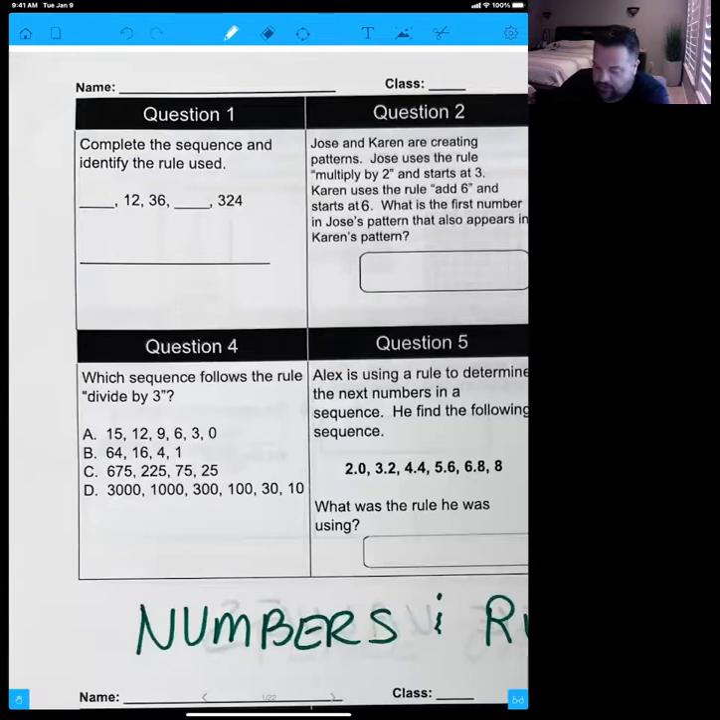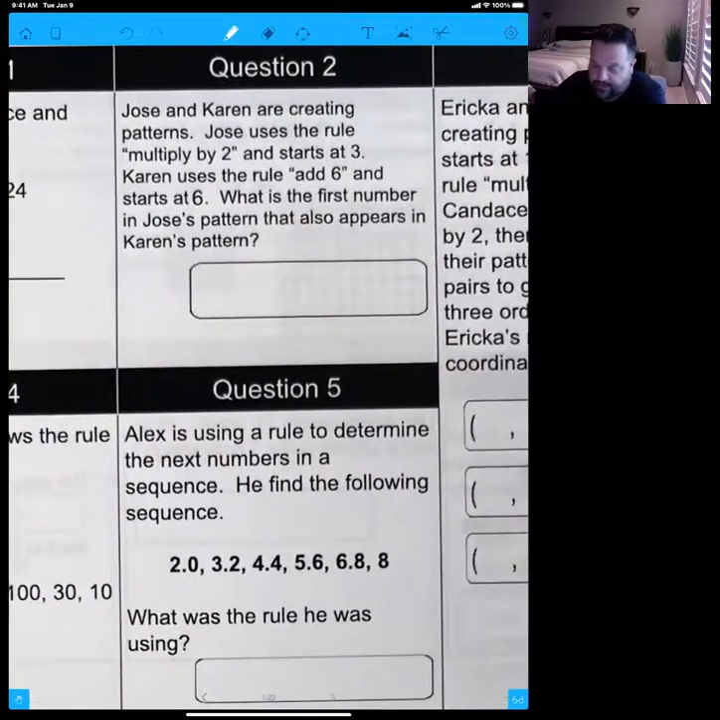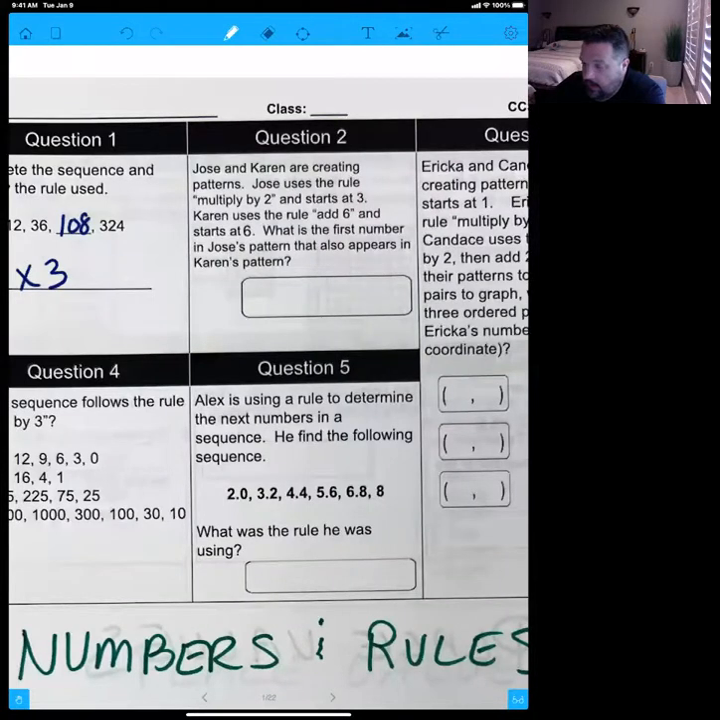So you should have gotten a 4, 108, and then the sequence they're using is each one of those is multiplied by 3, right? All right, take a look at number 2. You should have gotten 24. And doing that, I always like to write out Karen, and then write out Jose, and then figure out what they start at, and then multiply by 2, and figure out she started at 6, and add, and just go straight across this way until you see the first one that matches, right?